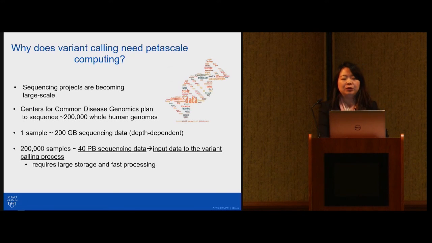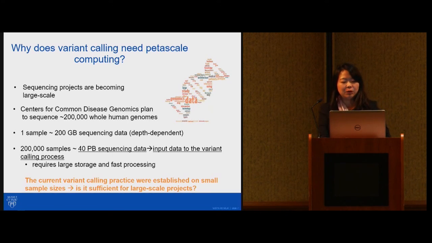So lastly, why does variant calling need petascale computing? This is because nowadays sequencing projects are becoming more and more large-scale. For example, Centers for Common Disease Genomics plan to sequence about 200,000 whole human genomes. And one sample roughly equals about 200 gigabytes of sequencing data. So 200,000 samples would roughly equal 40 petabytes of sequencing data. And that is the input data for the variant calling practice. So now you can see that this would require both large storage and fast processing.